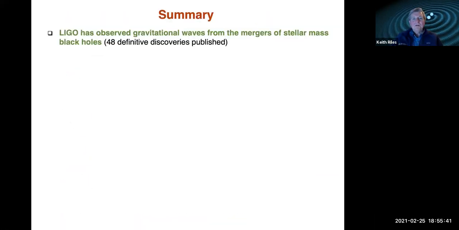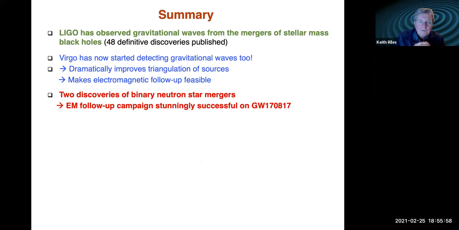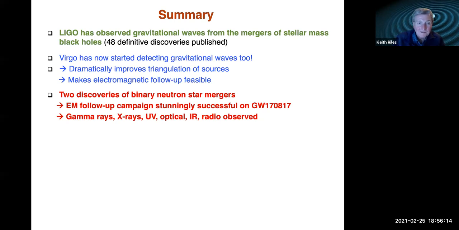So in summary, we've observed merger of stellar mass black holes, 48 definitive discoveries published. Virgo has now detected gravitational waves too. That has dramatically improved our triangulation of sources. That has made electromagnetic follow-up feasible. We've had 2 discoveries of binary neutron star mergers, and the follow-up campaign on one of those was stunningly successful, confirming the kilonova hypothesis. Signals were seen in gamma rays, X-rays, ultraviolet, optical, infrared, and radio.